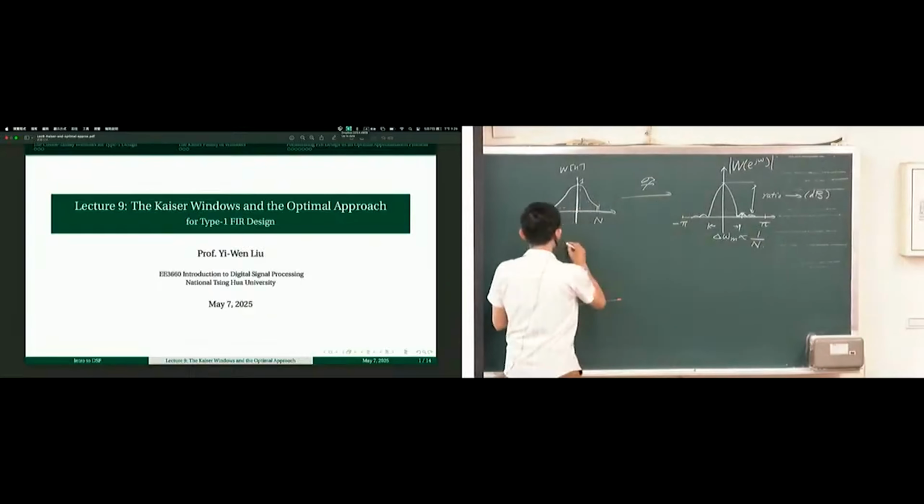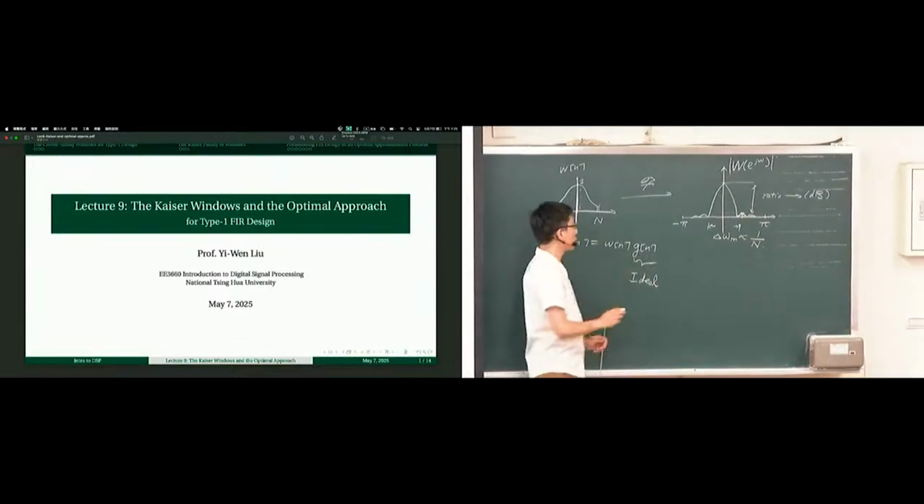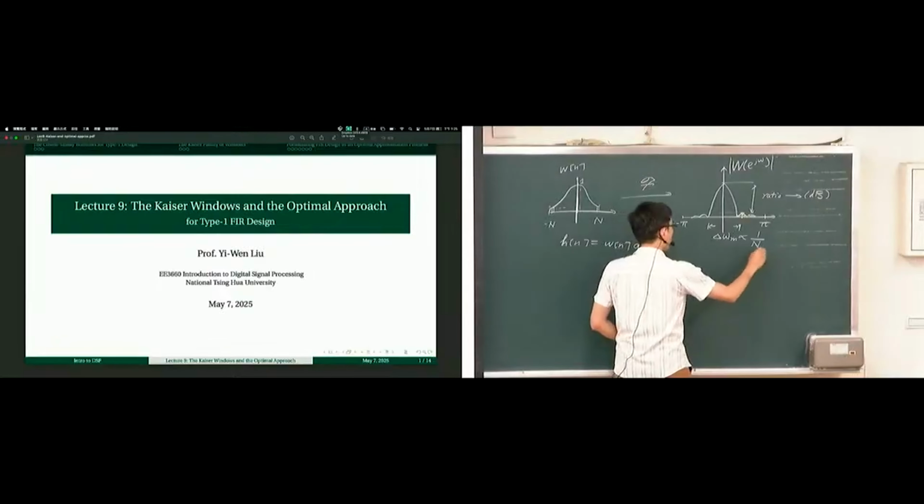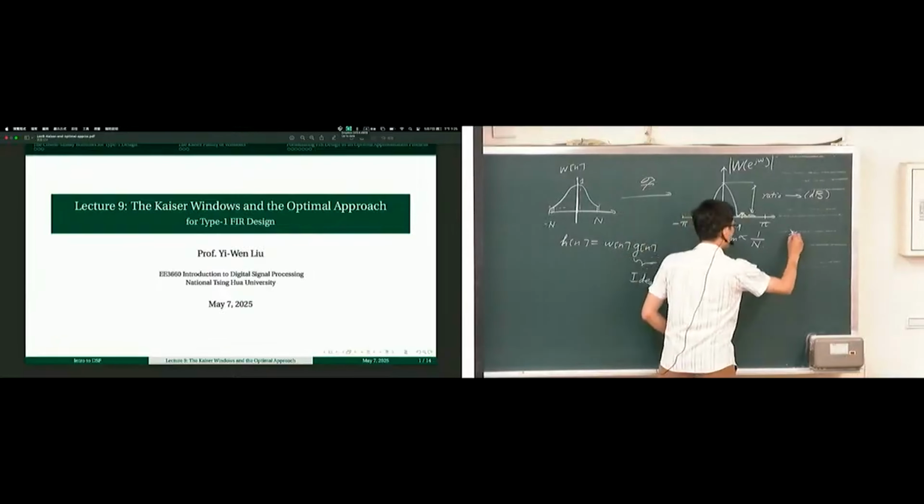To use this, we apply the window and multiply it to the ideal response. G is the ideal. If it's a low pass, G is the sinc function. Windowing, right? So in the frequency domain, remember that we are going to convolve. Now we are going to calculate the cyclic convolution of the Fourier transform of the window and the ideal response.